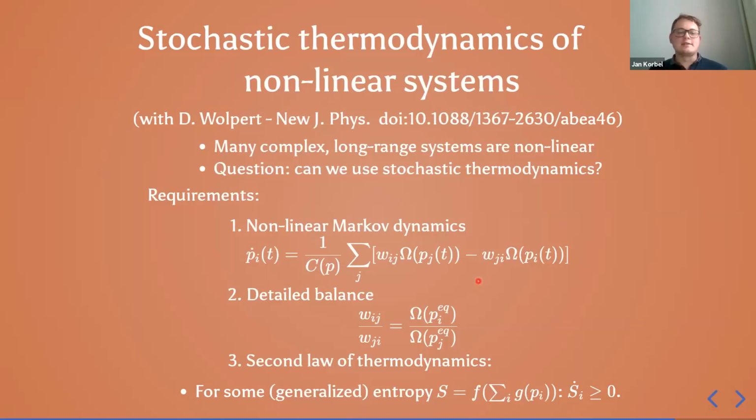Of course, some systems are non-Markovian, so they have a long memory, but also, especially if you have many-body interaction, then the effective description is done by nonlinear Markov dynamics, which basically means that in the original master equation, where we had the Pj here, we now put some function of the Pj, so of the probability distribution. And we set up the requirements that the system should have.